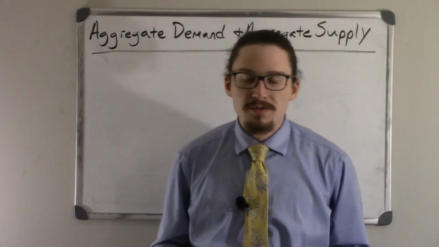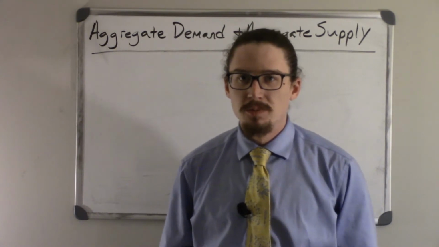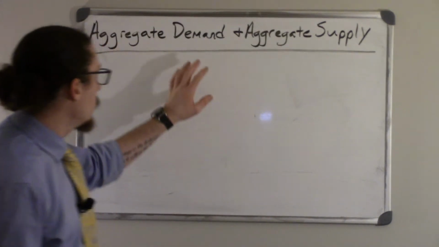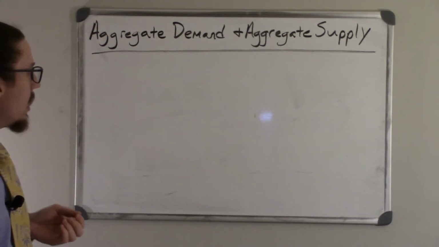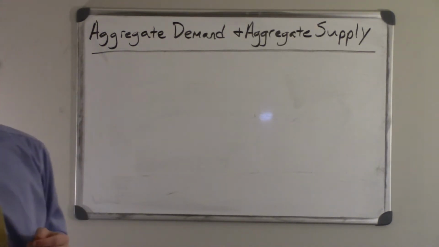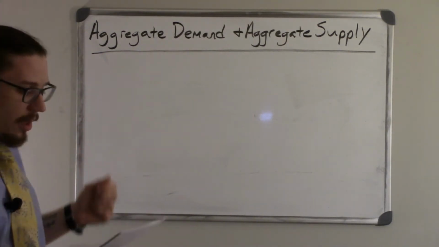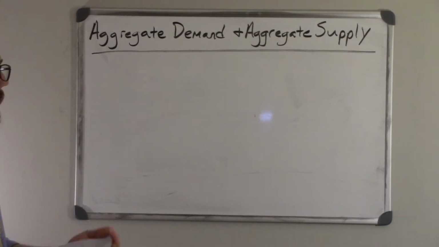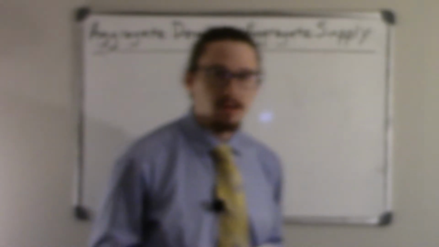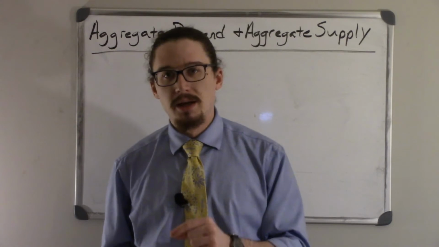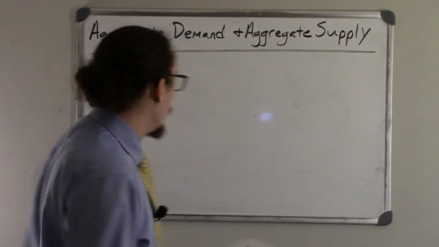In this video, we are going to begin looking at Chapter 32. Chapter 32 covers aggregate demand and aggregate supply. Or it might have them switched around in the textbook, aggregate supply and aggregate demand. But what we're doing is we're essentially trying to build a model to help us explain, or look at, the business cycle.